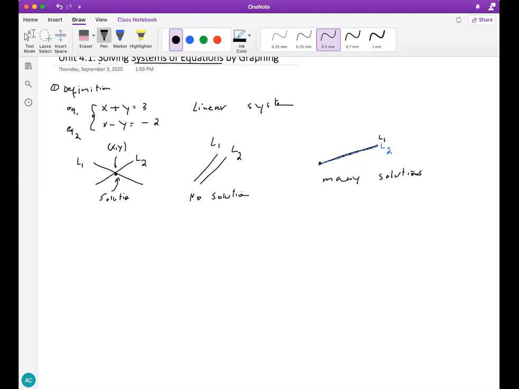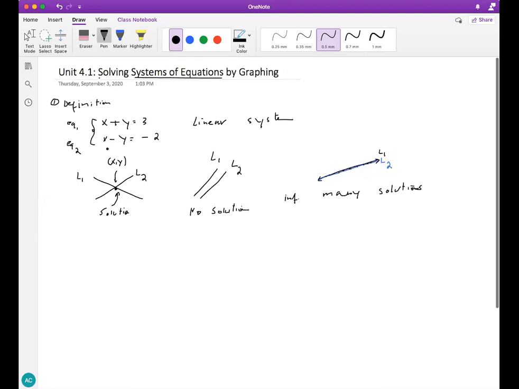And two lines never end. They extend infinitely in both directions. So here we have infinitely many solutions. So these are all the possible cases when you solve a system by graphing. You're going to end up with one of these. There's no other case. Okay, so that's what we're going to do today.